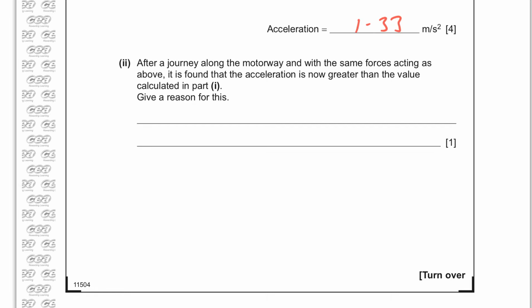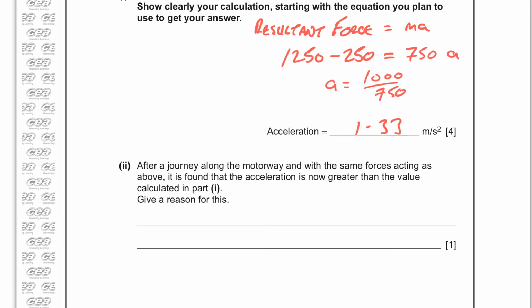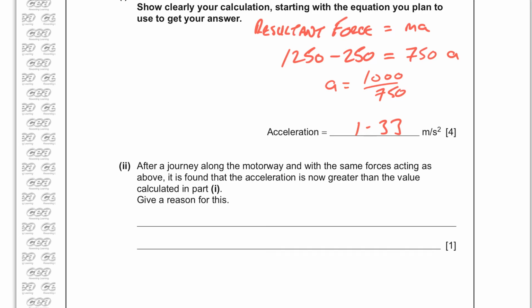Part 3. After a journey along the motorway and with the same forces acting as above, it is found that the acceleration is now greater than the value calculated in part 1. Give a reason for this. Well, what is causing it to accelerate? If we assume those forces are the same, the engine pulls just as much and the air resists just as much.